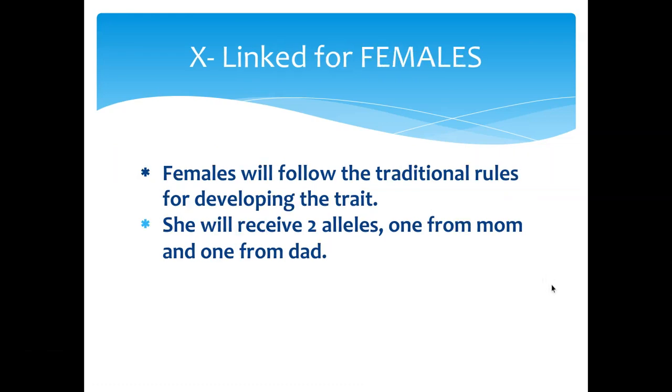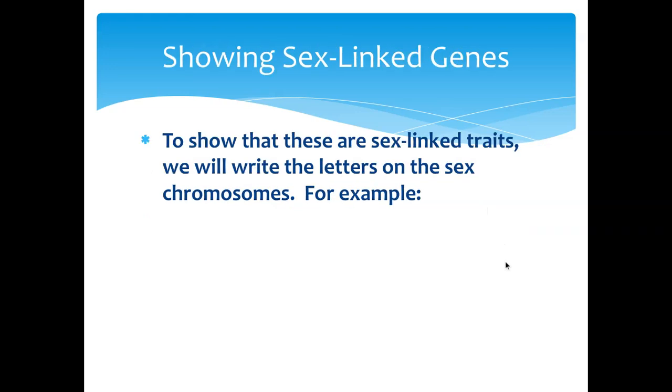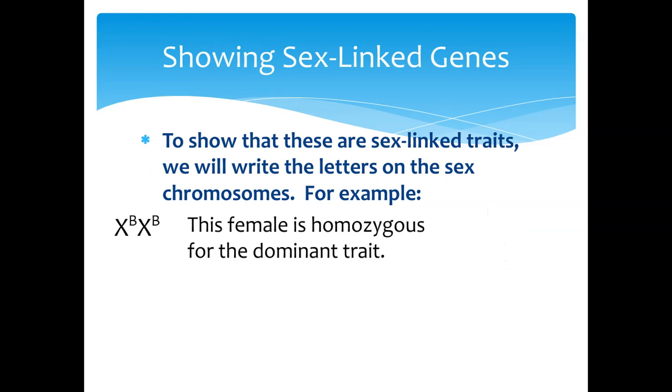So first of all, we're going to look at the X-linked traits for females. They're going to follow the traditional rules, whether it's codominance, complete dominance, or incomplete dominance. She's going to get two alleles, one from mom and one from dad. We're simply going to write them just a little bit differently. When we write out any sex-linked gene or trait, we're going to include the sex chromosomes. So in this case, she has two X's, and each X carries an allele. In this case, both alleles are dominant.